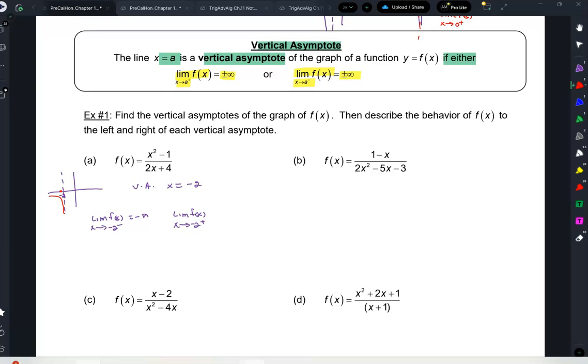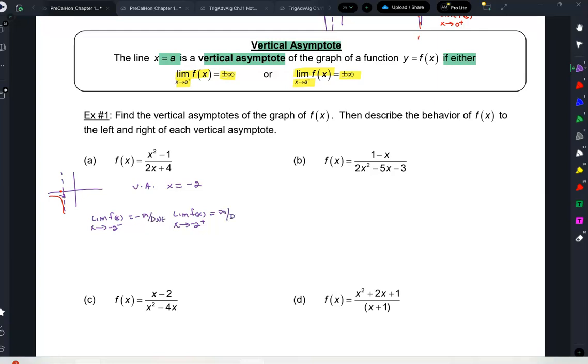Now, to the right of -2, this is like -1.9, -1.5, -1, and so on. The numerator is still always positive, but here, how much would the denominator be on the other side? Positive, right? So this will be positive infinity, or DNE.